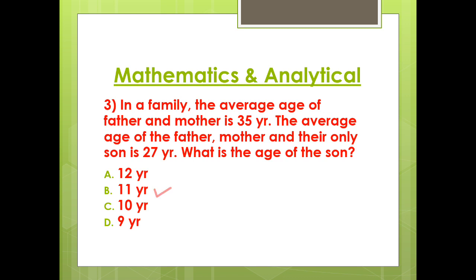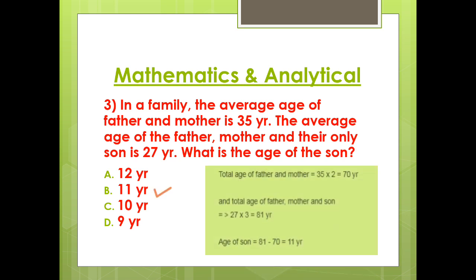Now in a family, the average age of father and mother is 35 years. The average age of the father, mother and their only son is 27 years. What is the age of the son? Well, in this case the answer is B, 11 years. How? Now, if you know that average or arithmetic mean, everyone has the same formula.